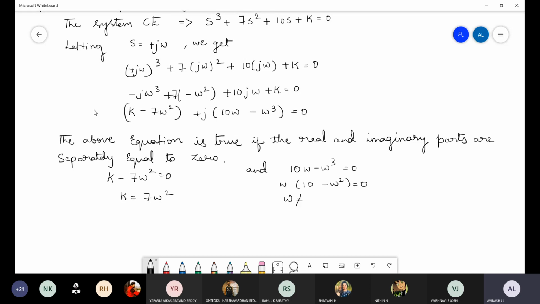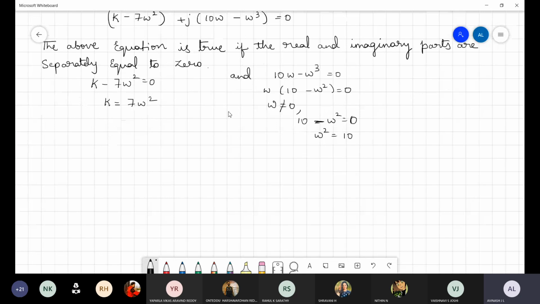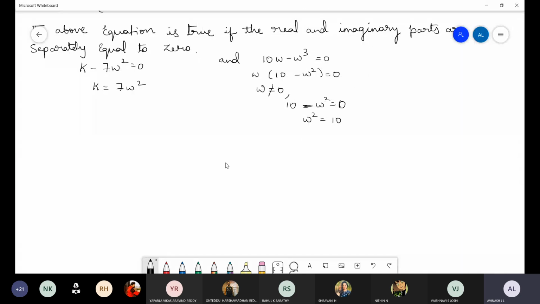Omega is the natural frequency and cannot be equal to 0. So 10 minus omega square equal to 0, so omega square equals 10. I hope all of you got this, omega square equal to 10. Therefore omega will be equal to plus or minus j root 10.